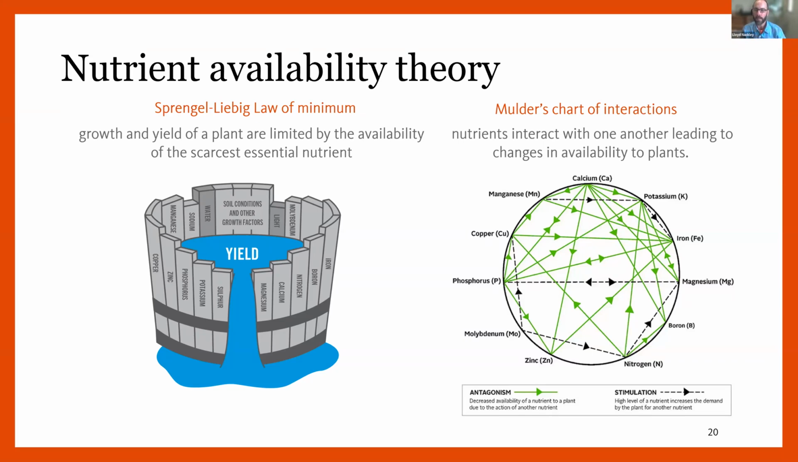This chart, Mulder's chart, shows antagonisms, which is where they're impacting negatively the uptake of another one, in green. And you can see there are much, much more green than the stimulation where the element is actually positive for the uptake of another one. So this idea of how nutrients interact is also critical for managing nutrient solutions. I hope either of these is new to you or a good refresher, and there's a lot more information on both of them out there.